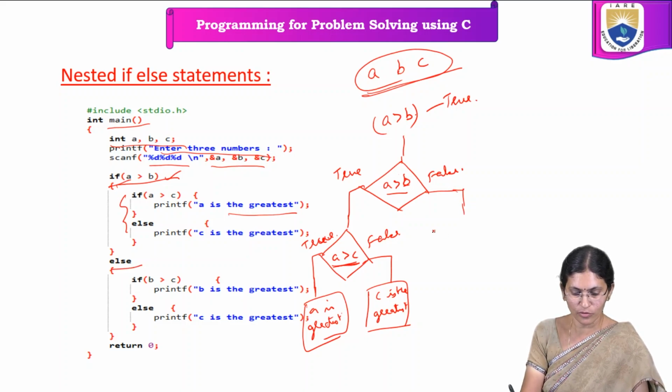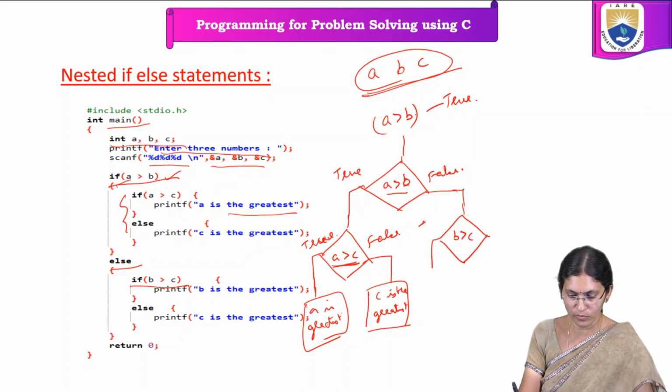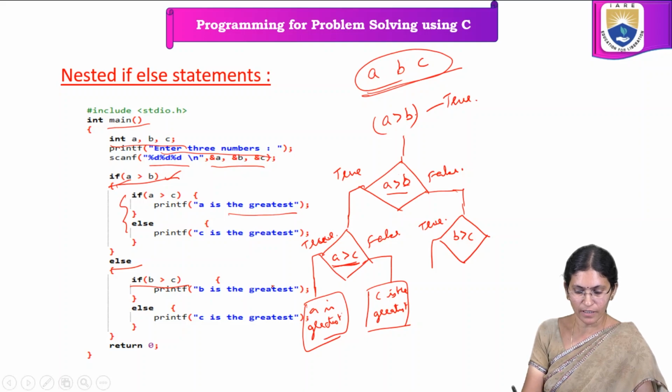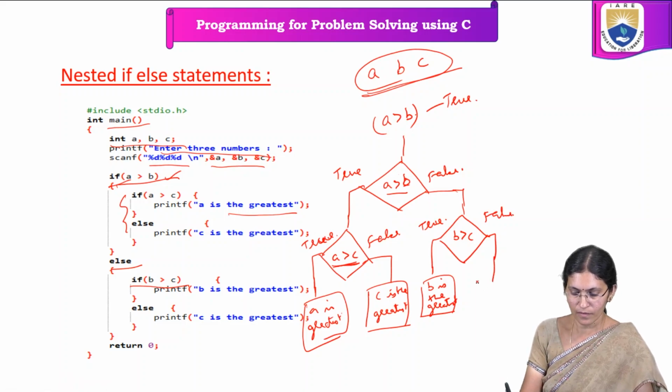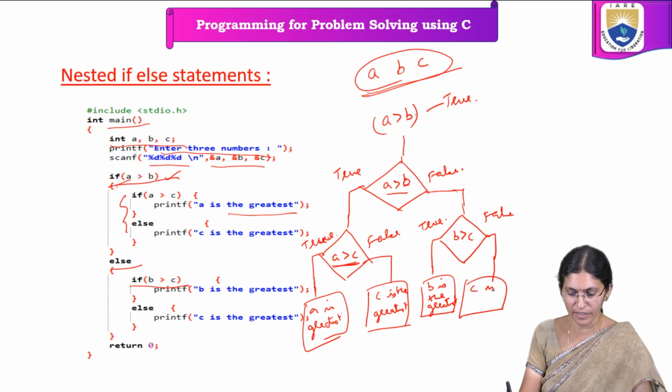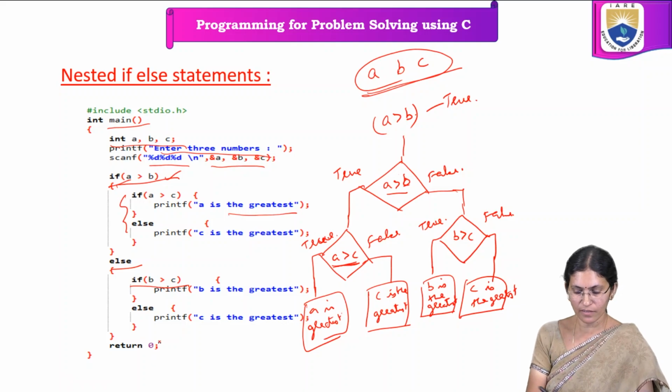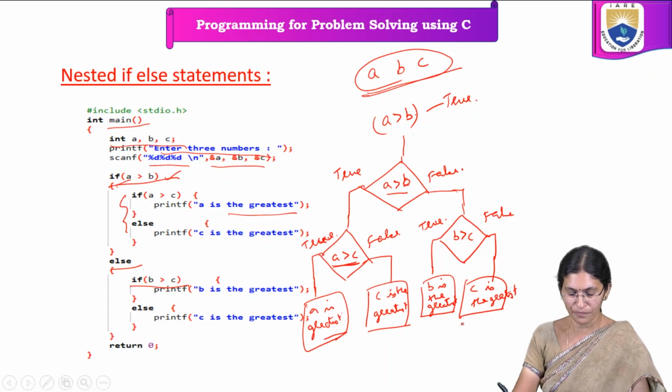In the else block, again we have written if else statements. Here it will check the condition B greater than C. If this is true, if B is greater than C, then B is the greatest. If this is false, then the statement to be printed is C is the greatest. There are no statements after this, so that's why the program will get executed.